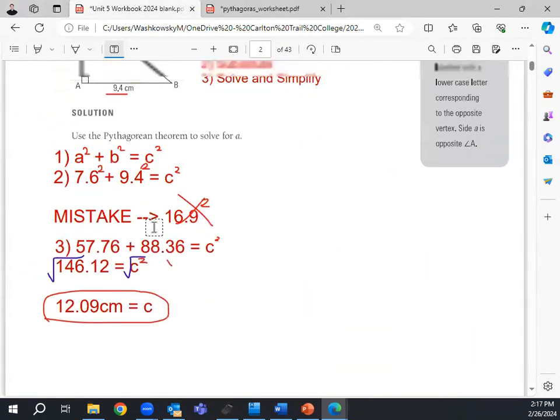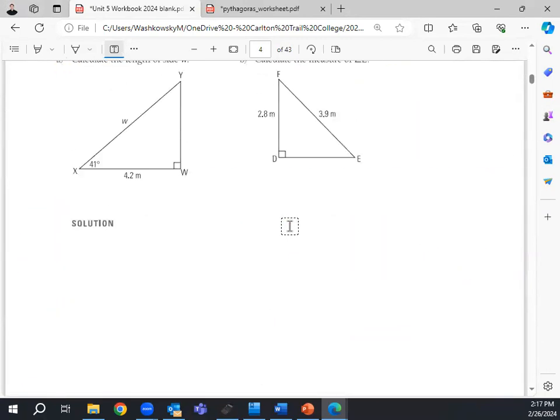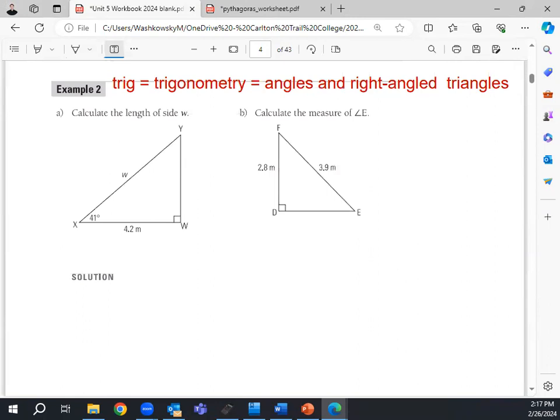So again, whenever we use trig, we are looking at these things. SOHCAHTOA, right? Sine is opposite over hypotenuse. Cosine is adjacent over hypotenuse. Tangent is opposite over adjacent. So you can use this in two ways. You can use it to find sides, or you can use it to find angles.